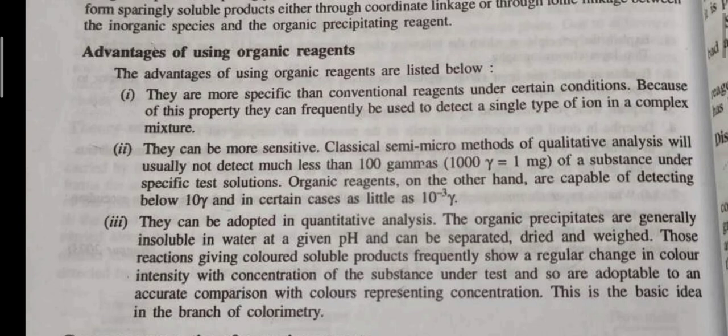They can be adopted in quantitative analysis. The organic precipitates are generally insoluble in water at a given pH and can be separated, dried and weighed. Those reactions giving colored soluble products frequently show a regular change in color intensity with concentration of the substance under test, and so are adaptable to an accurate comparison with color representing concentration. This is the basic idea in a branch of colorimetry.